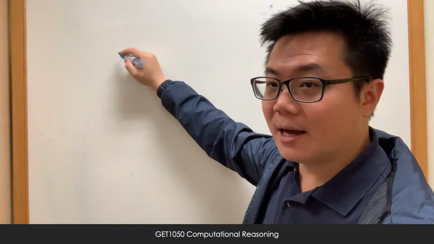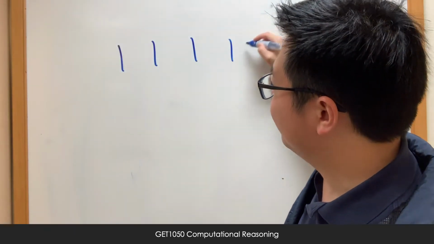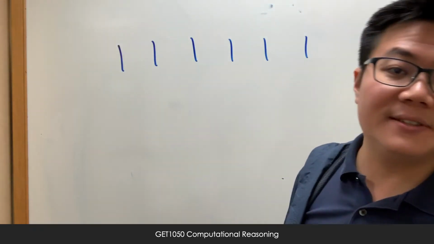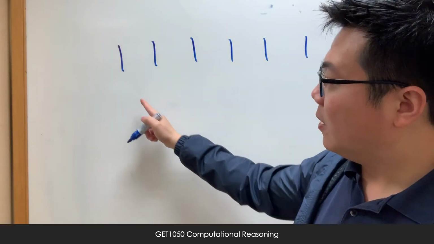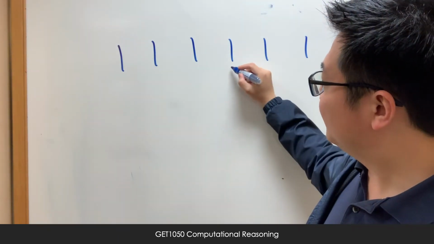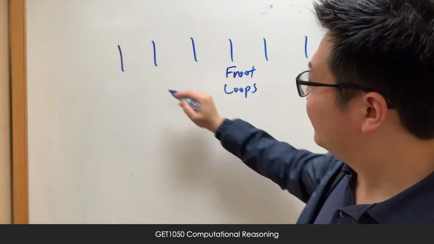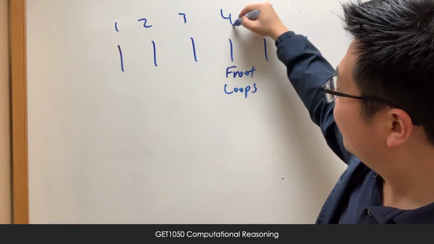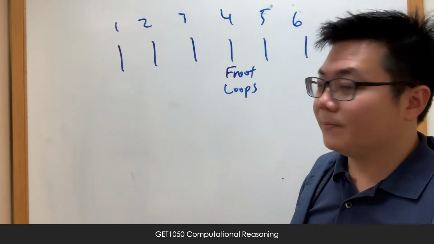Okay, so let me visually represent this. So this is R1, R2, R3, R4, R5, R6. Let's say we have 6 R's, okay? 1, 2, 3, 4, 5, 6, alright? So for every R from the first to the last R, okay? Let's say Fruit Loops is here. Fruit Loops, okay? This is R1, 2, 3, 4, 5, 6. Alright? So what's going to happen?